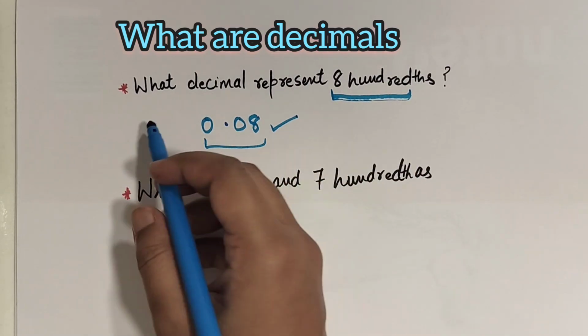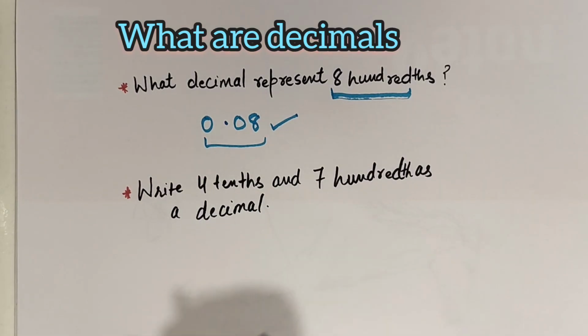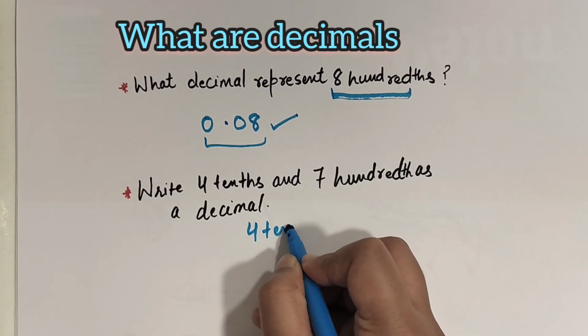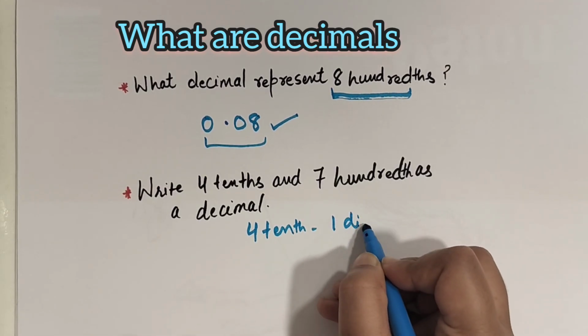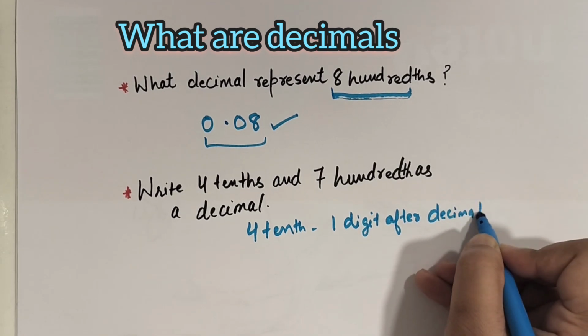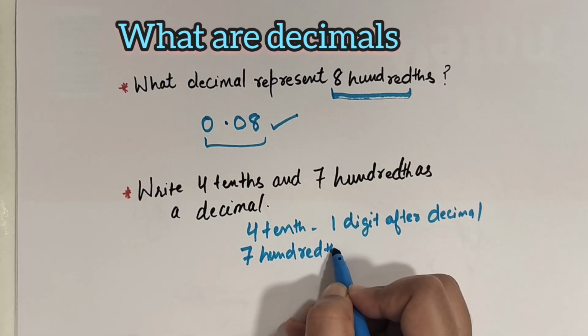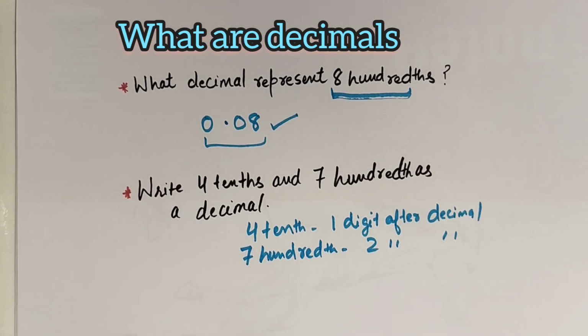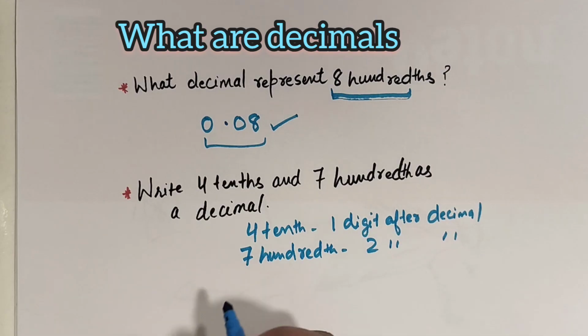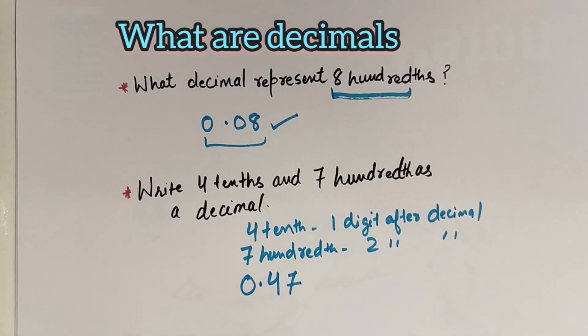0.08. Now we have to write 4/10 and 7/100 as a decimal. So 4/10 means it is the first digit after the decimal, right? As we have learned. And then 7/100 would be the second digit after the decimal. We need to write this as a decimal. So this is ending at the hundredths place, so we will write this as 0.47.